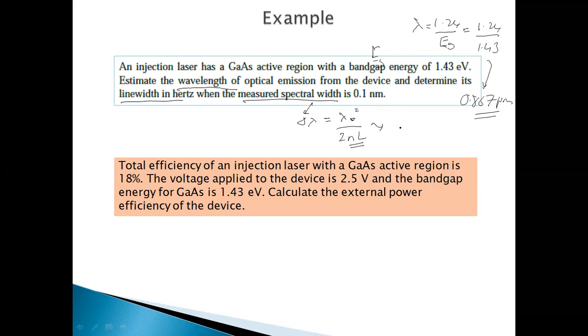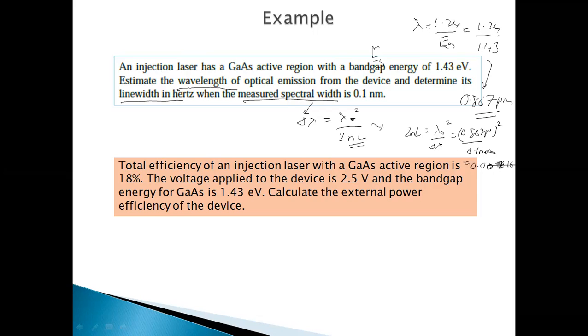So from here we can calculate that 2NL shall be equal to lambda naught squared over delta lambda, and you're going to have 0.867 micrometer squared divided by delta lambda, which is equal to 0.1 nanometer given in the question. So when we work this out, the value for 2NL shall be equal to 0.00756. That should be the value for your 2NL.